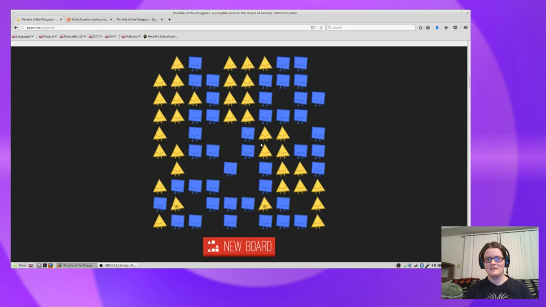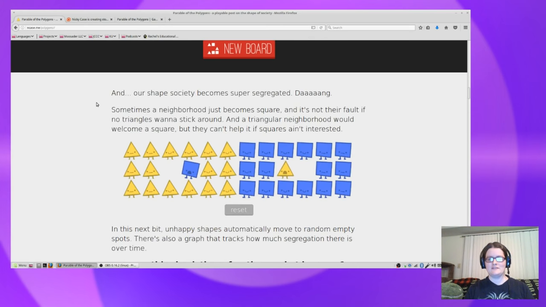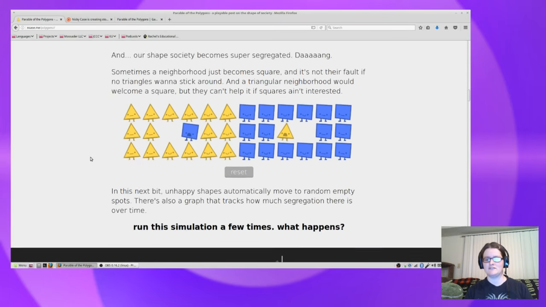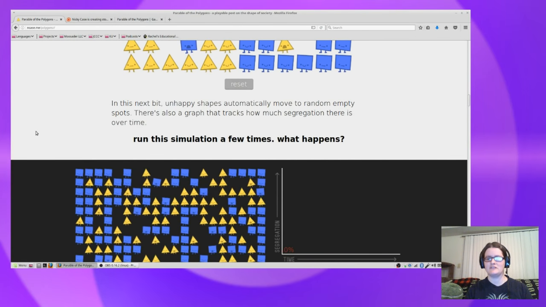So, let's scroll down some more. So, our shape society becomes super segregated. Sometimes a neighborhood just becomes square, and it's not their fault if no triangles want to stick around. And a triangular neighborhood would welcome a square, but they can't help it if the squares ain't interested. So, let's try to move these guys around. In this next bit, unhappy shapes automatically move to random empty spots. There's also a graph that tracks how much segregation there is over time.